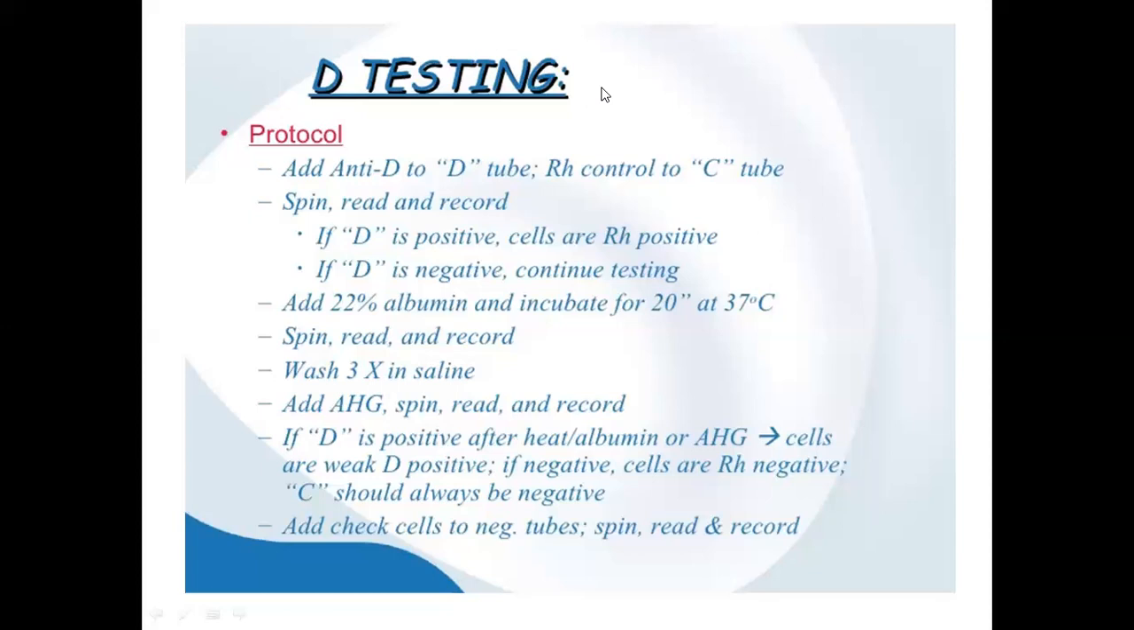Pangalawang factor is maybe you really forgot to add the AHG, no? Hindi mo na idagdag ang AHG. So therefore, kahit i-add mo ang check cells, wala naman talagang AHG to bind in the first place. Okay? So again, if upon the addition of check cells, there would be no agglutination to a negative result, then you need to repeat that.